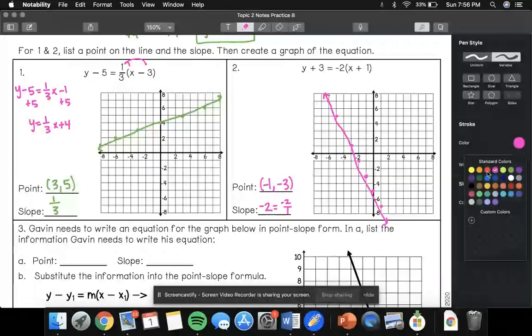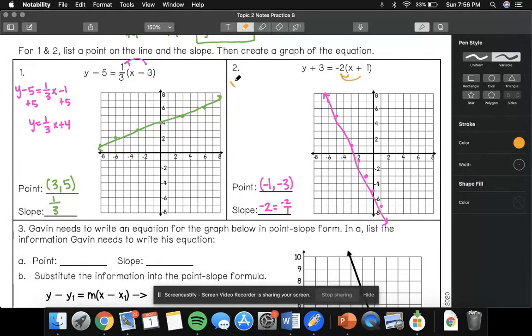Okay. Again, you could just solve for y, so distribute the negative 2, negative 2x minus 2, then move the plus 3.